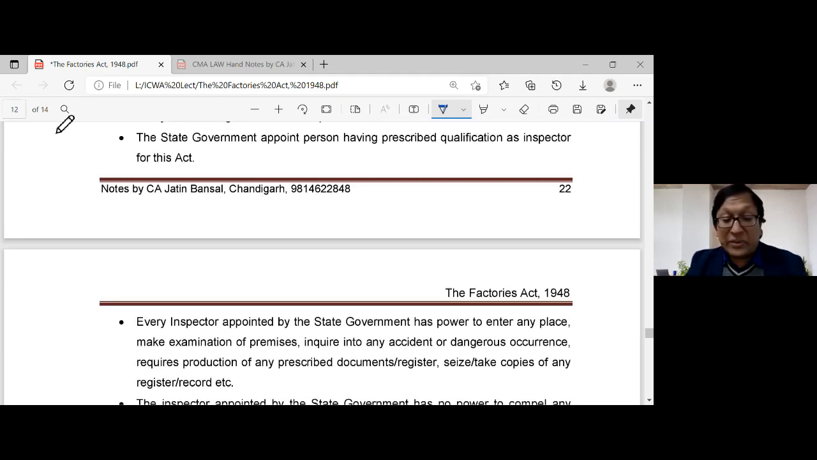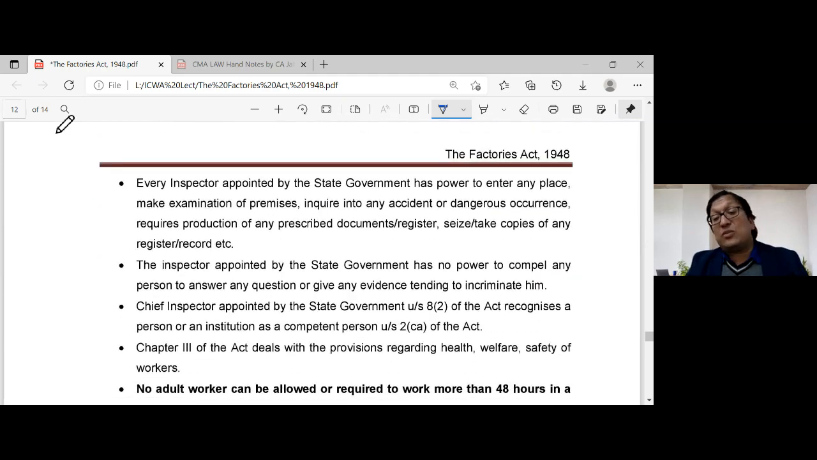State government may appoint inspectors. Every inspector that has been appointed by the state government has power to enter. What are the powers of inspectors? It is the power of inspectors that have been appointed under this act.